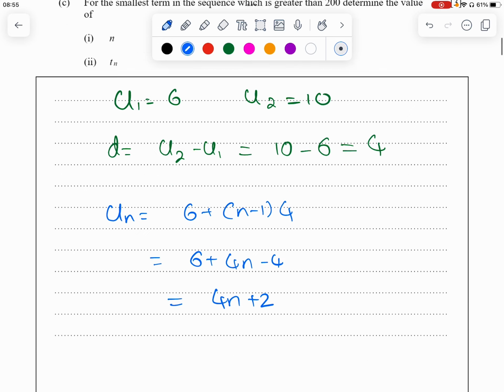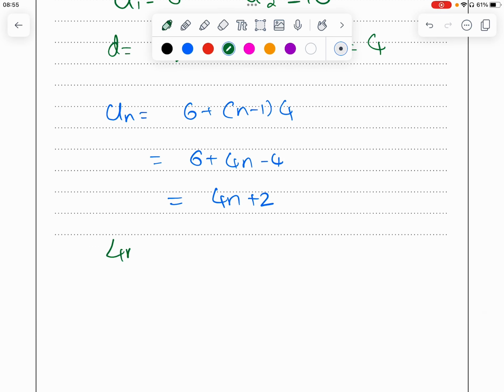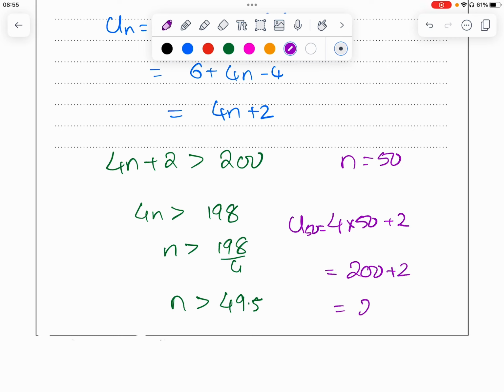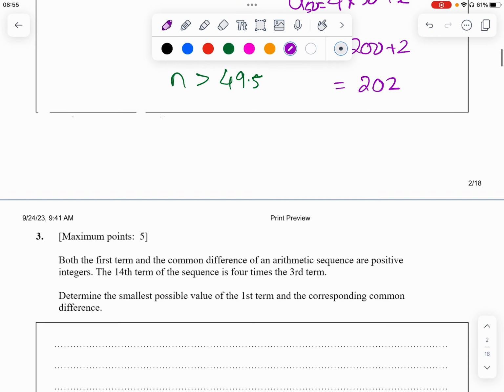For the smallest term in the sequence which is greater than 200, determine the value of n and Un. So, which term is greater than 200? 4n plus 2 is greater than 200, the smallest one. So, what does that become? 4n is greater than 198, n is greater than 198 divided by 4. So, n is greater than 49.5. So the smallest term is going to be n is 50. So what is that 50th term now? 4 times 50 plus 2, which is 200 plus 2. U50 equals 202. That's going to be the answer.